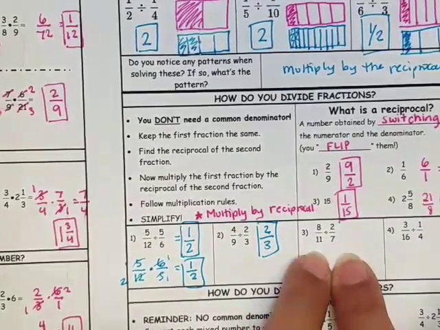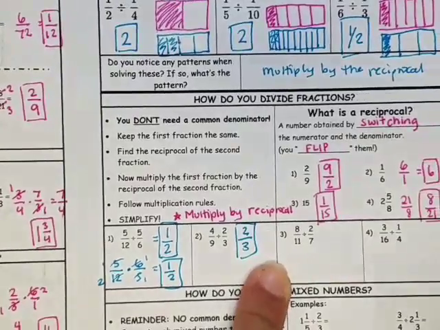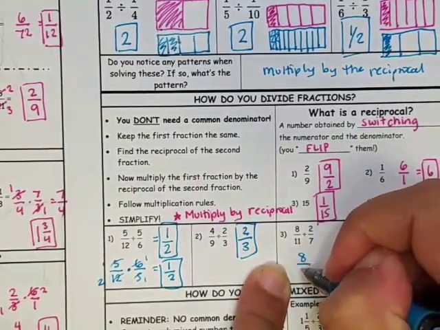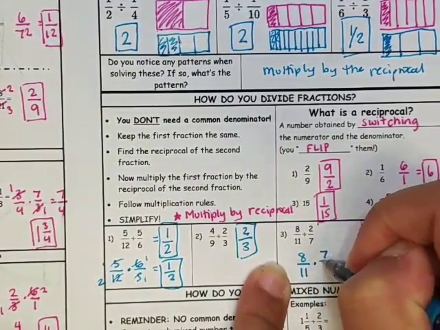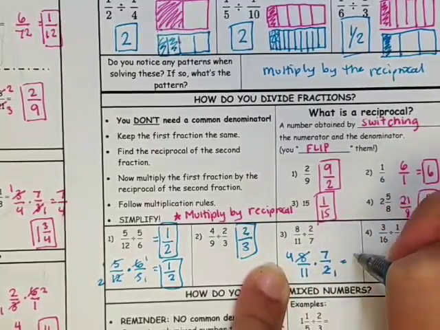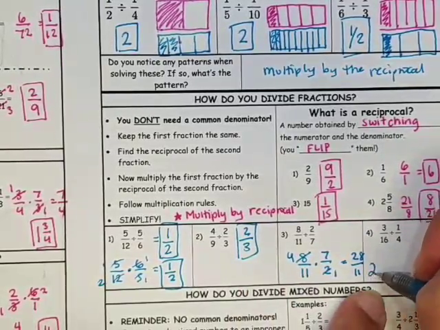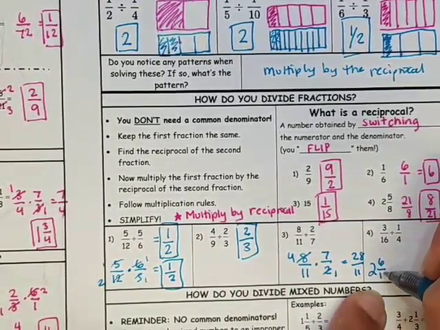All right, this one is going to be a little harder because you can't just divide across, because 11 divided by 7 does not give you a nice whole number. So let's go ahead and multiply by the reciprocal. So let's multiply times 7/2. Take out a factor of 2, and you get 4 and 1. And that gives me 28/11, which can be reduced down to 2 and 6/11.